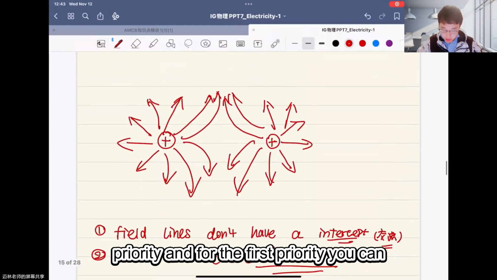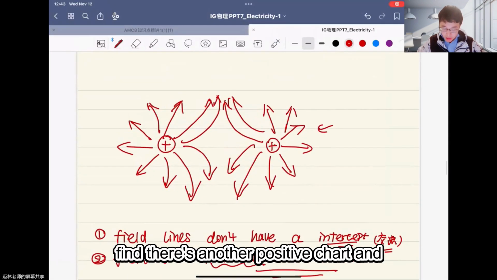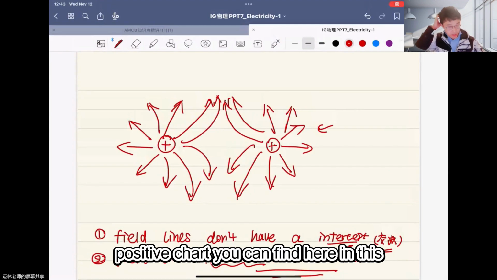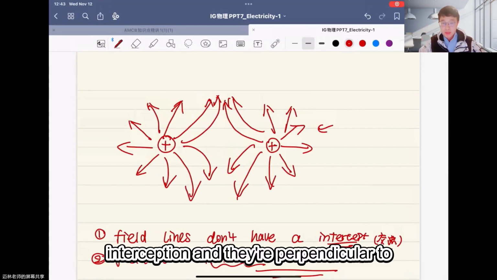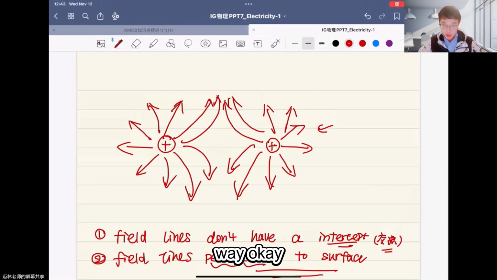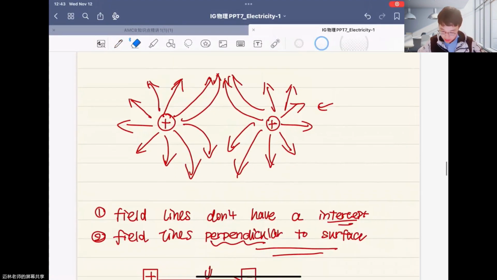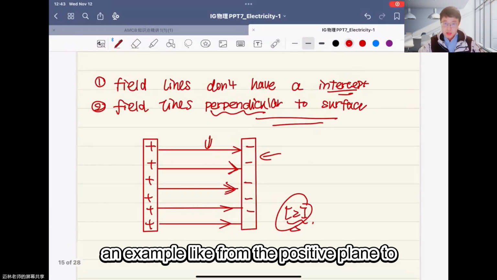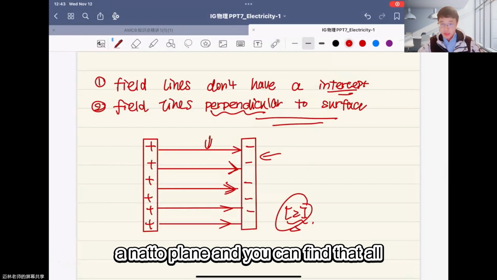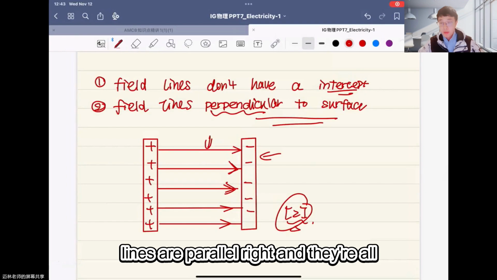And for the fourth property, there is a positive charge and another positive charge. In this situation, they release their electric fields, they have no intersection, and they are perpendicular to the surface. So you can just draw it this way. And in the last figure, here is an example from a positive plane to a negative plane, and you can find all the lines are parallel, right?